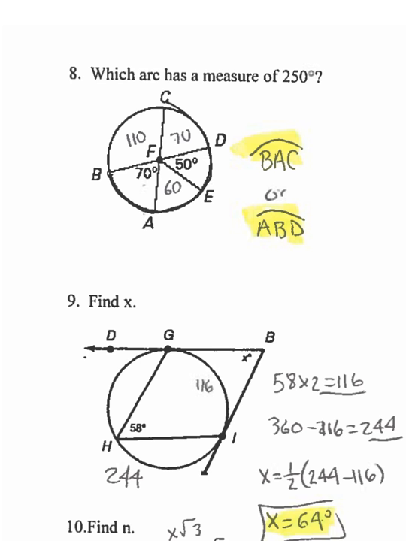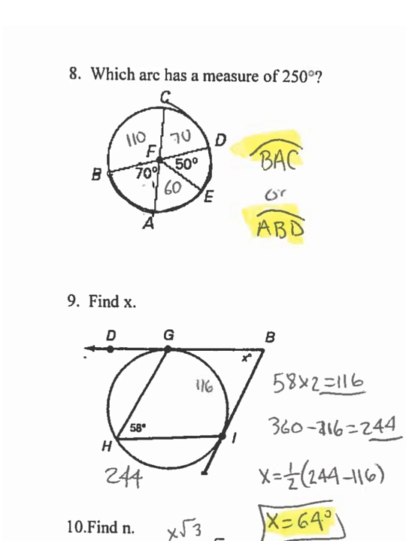Which arc has a measure of 250 degrees? So the key really is to find the missing angles inside. That's the most important part. CA and BD are diagonals, so they cut the circle in half, 360 to 180.